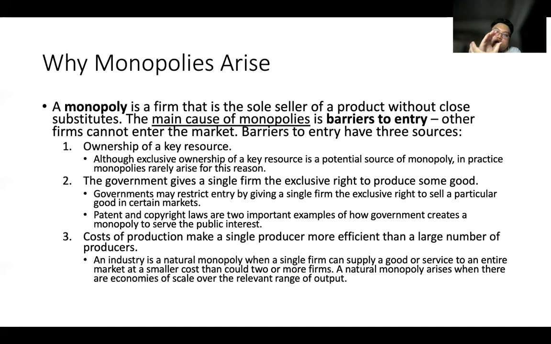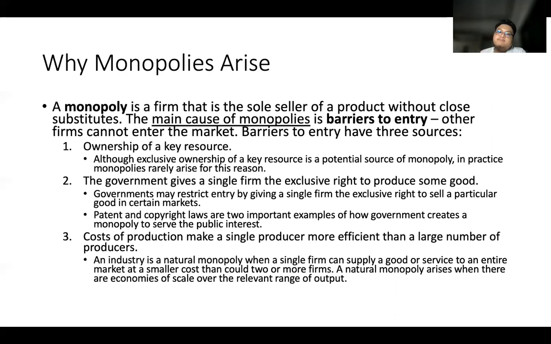So we'll talk about monopoly behavior. This is the only form of imperfectly competitive firm that is discussed in the lecture, right? Professor Monsod did not discuss oligopoly anymore, so we'll go deeper in discussing monopoly behavior. So why do monopolies arise? A monopoly, again, is a firm that is the sole seller of a product without close substitutes. And the main cause of monopolies is barriers to entry. So other firms can't enter the market because of these three reasons.